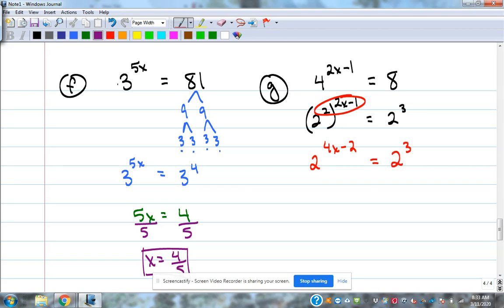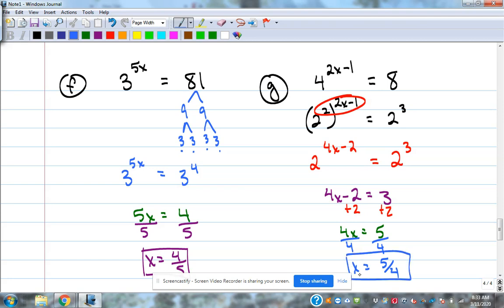And what is our equation we work? Add 2. 4x is equal to 5. Divide by 4. 5 over 4. Oh, that wasn't hard. Questions so far? I don't want to leave anybody behind.